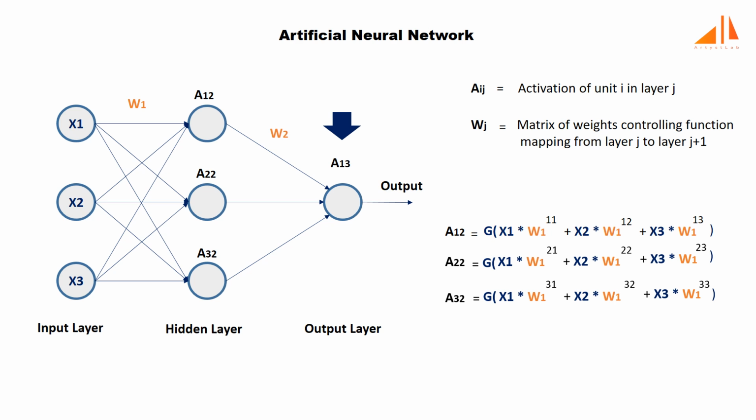If you want to write the expression for the final output node in layer 3, it can be written like this. Here H is the activation function for layer 3. Activation functions in different layers can be different or the same.